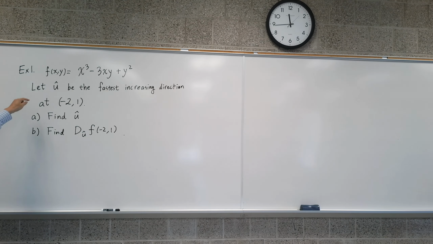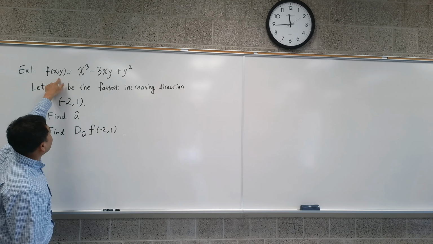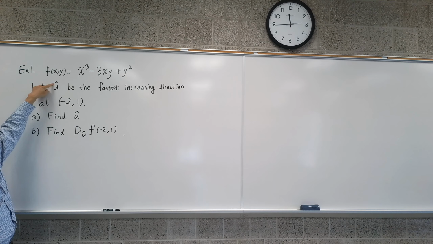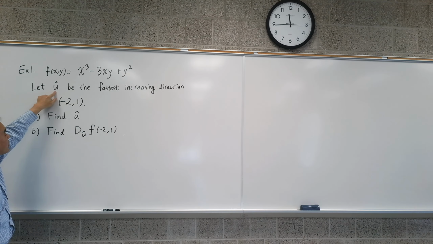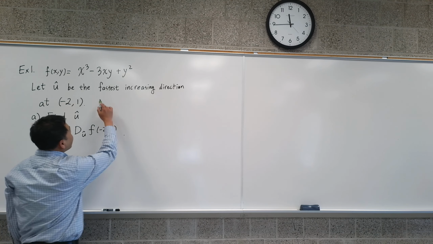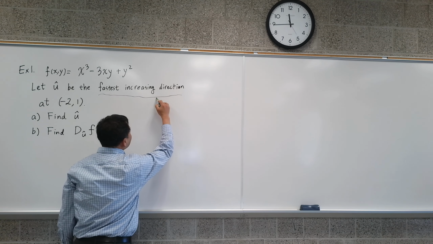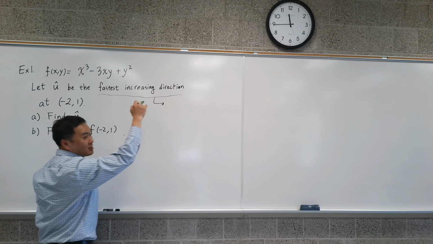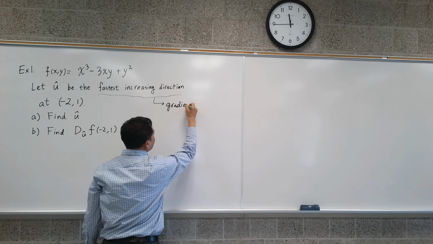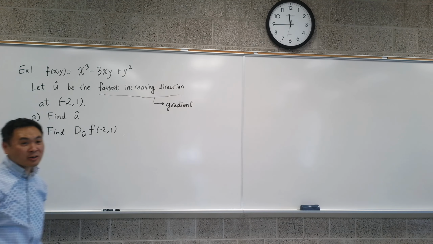So here's a two-variable function, and u hat is, okay, this hat means what? Unit vector. So it's a unit vector that points to the fastest increasing direction at (-2, 1). Oh wait, I heard this from somewhere. What does this have to do with anything? The gradient. See, the gradient always points to the fastest increasing direction, right?